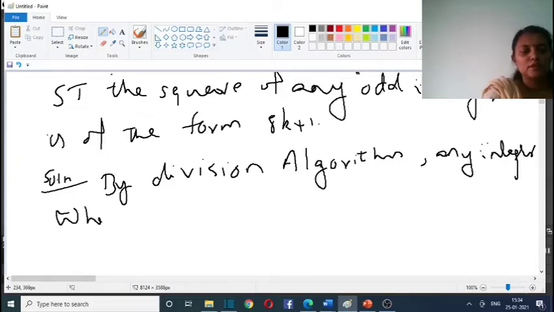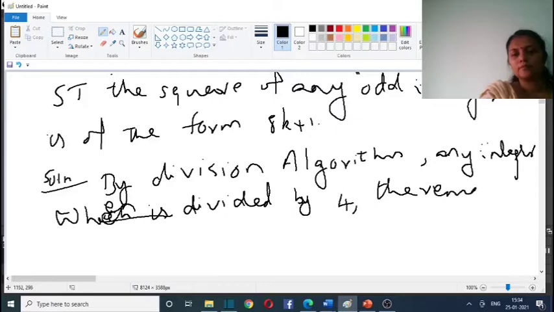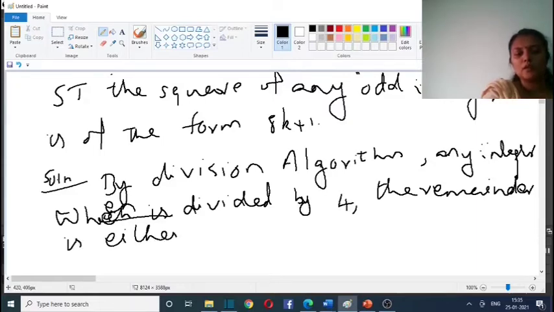Any integer, when divided by 4, the remainder is either 0, 1, 2 or 3.